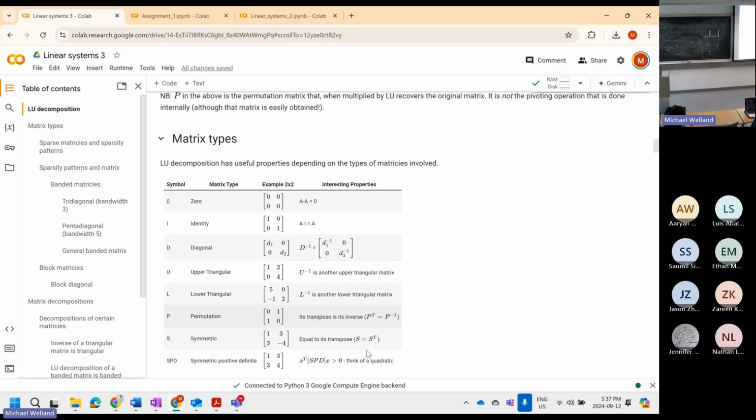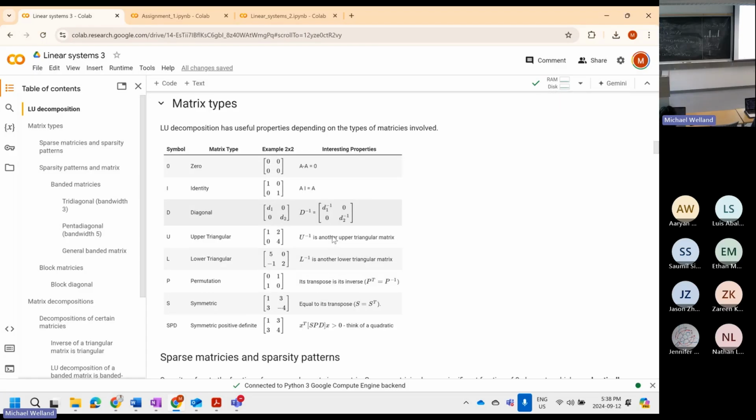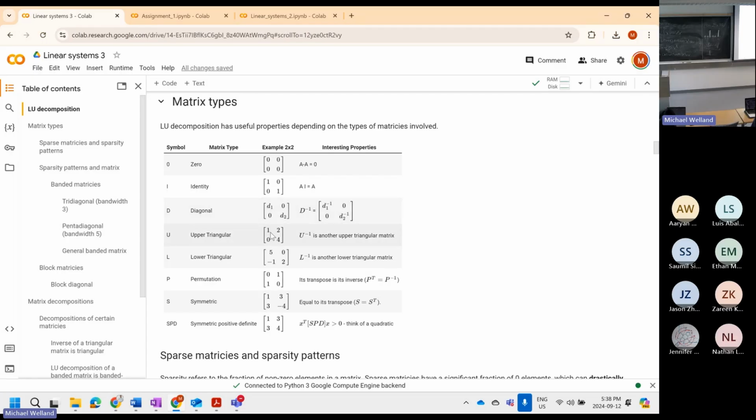Excellent. Making good time. Matrix types. LU decomposition has a lot of useful properties depending on the types of matrices. So beginning at the beginning, the 0 matrix is zeros. Any matrix minus itself is 0. Great. 0 is wonderful. When we can get it, everybody likes a 0. Next runner-up is the identity matrix. AI is equal to A. Good. Diagonal matrix. This one is particularly useful. If you can get only elements on the diagonal, the inverse is just the reciprocal of those elements, which is very, very useful. Almost never the case. You're never realistically going to see that, except in very special cases. Actually, we're going to talk about one of the special cases called LDU decomposition.